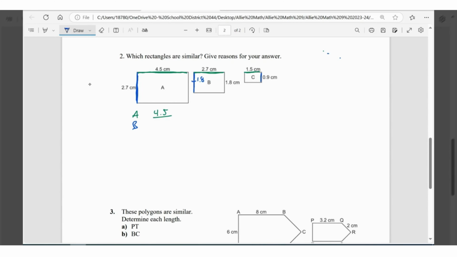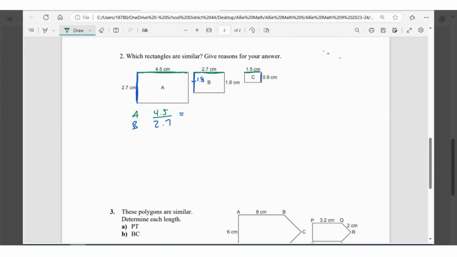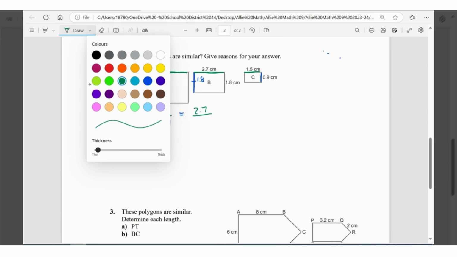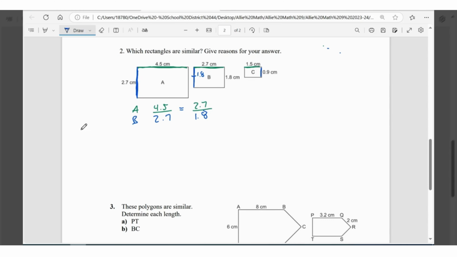So 2.7 should be equal to, what am I doing? 2.7 over 1.8. Colors are a bit messed up because I've used the same color for these sides, but then the same color for different, for the A and the B. Hopefully I haven't messed it up too much, but hopefully you get the point.